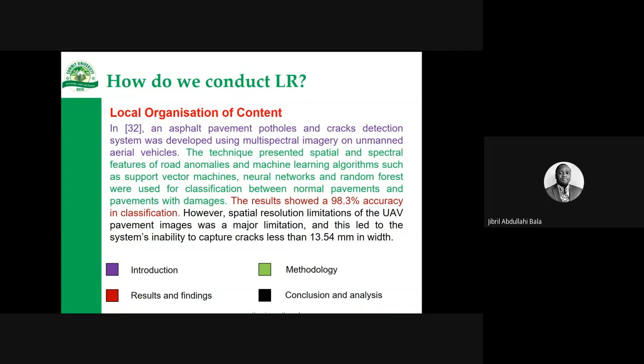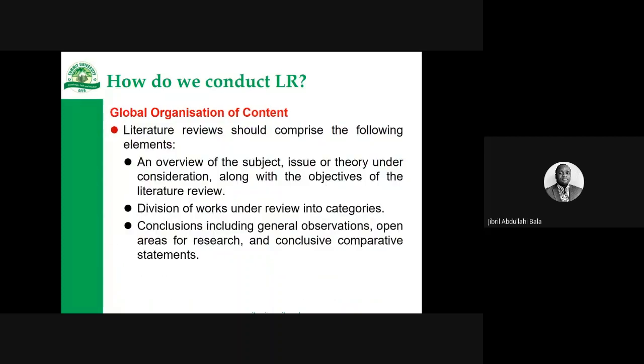So if you're organizing a literature review in a local context, it has to follow a similar format as this, where you introduce the reader to the work, you talk about what was done, you talk about the strengths, and you conclude by saying, okay, this is what I feel about it, these are the limitations. But what if you're organizing on a global scale?